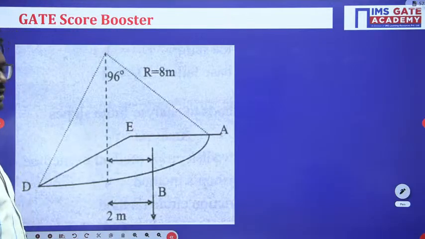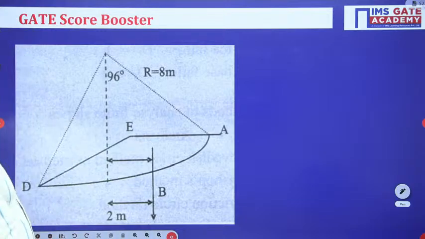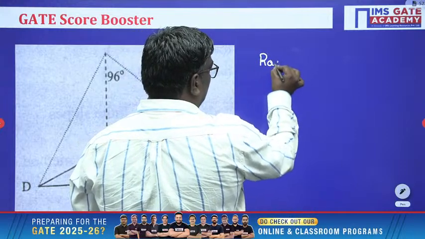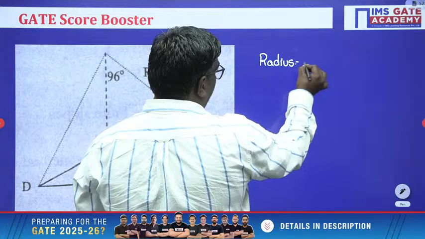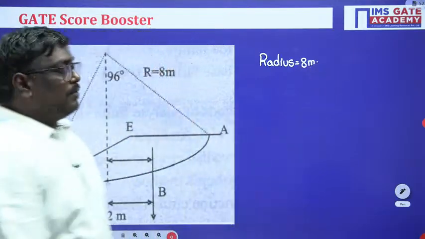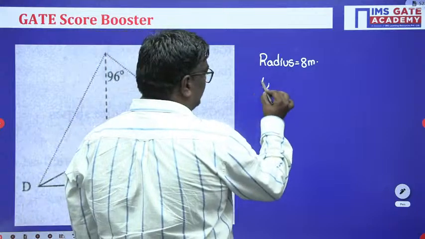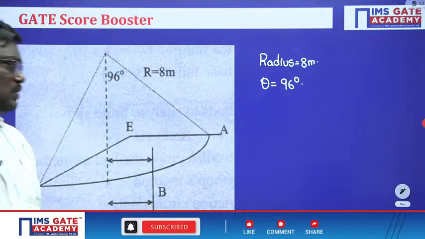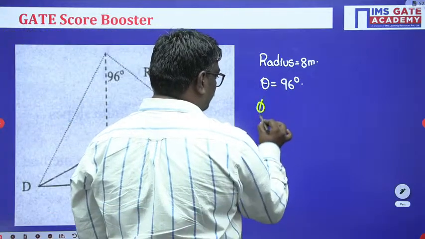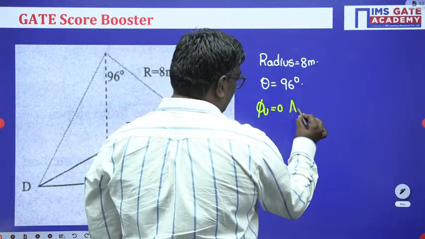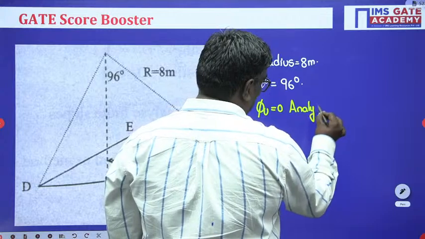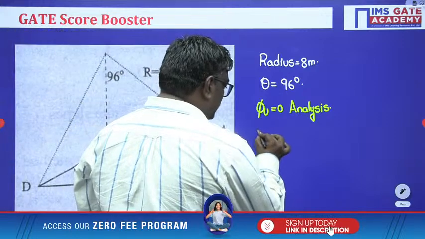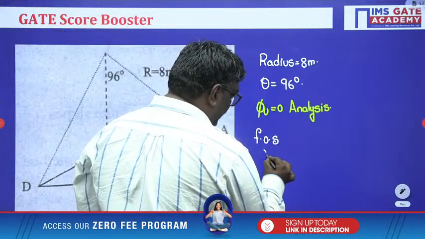Here see, students, this is the question they have given you. Here they have given the radius, how much, sir? 8 meter. And what is the theta they have given you? Theta is given as 96 degrees. Now see, students, let me tell you what is phi equal to 0 analysis. See, students, the factor of safety for rotational failure.